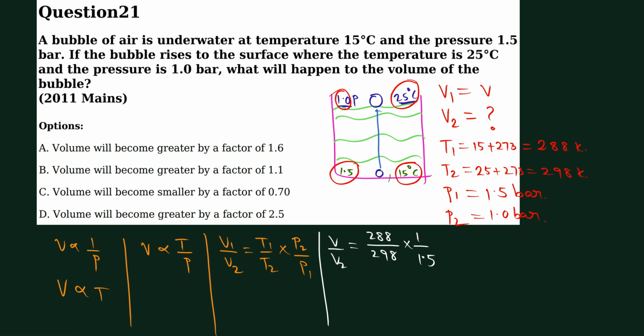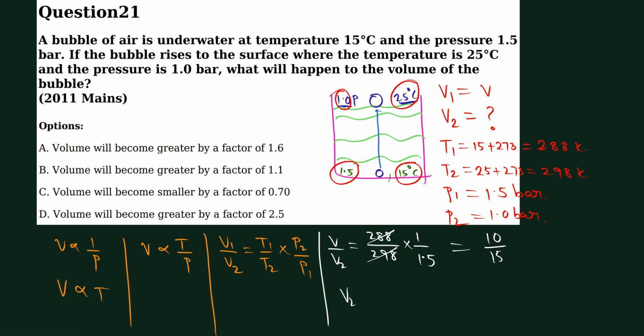Let us assume these are similar to each other. 288, 298, it is not a big difference. Let us assume 288, 288 will get cancelled. Assume it as 1. Okay. 1 by 1.5, can I write 10 by 15? When you remove the point, we can put the 10 in numerator. Then we need to find the V2 value, yes or no?